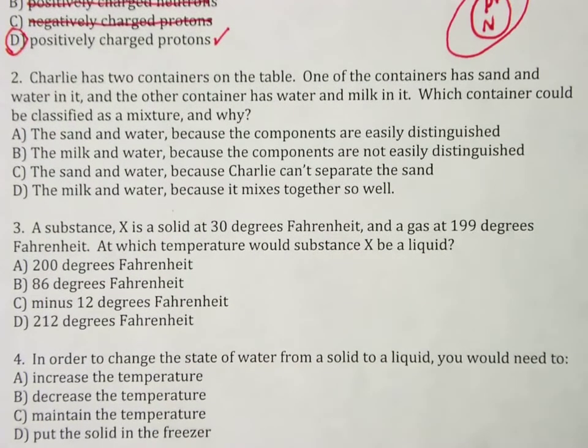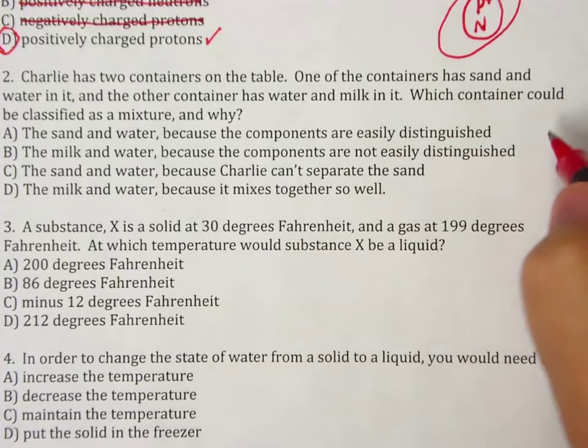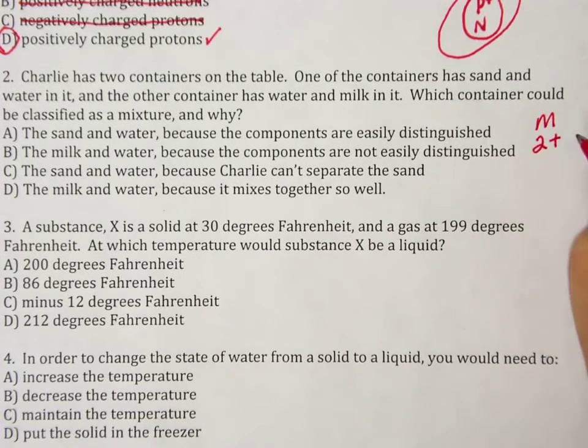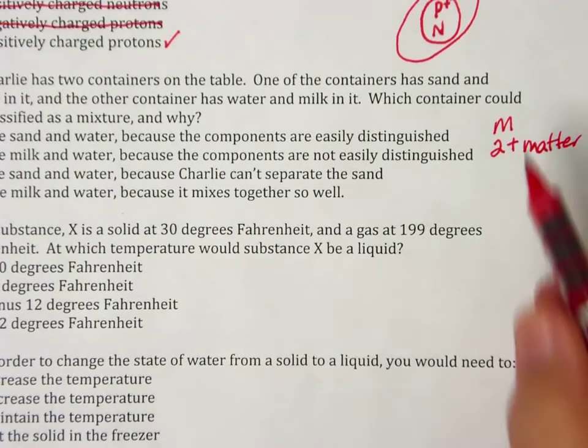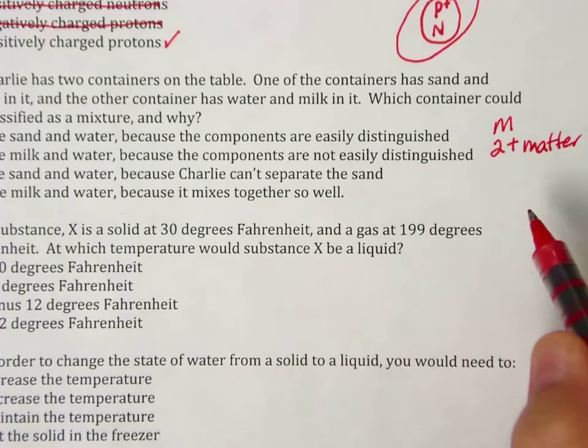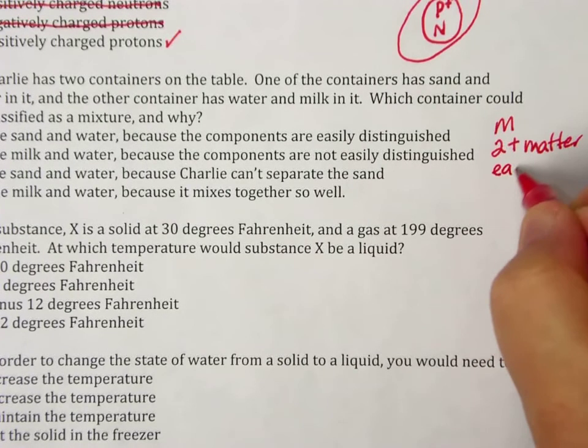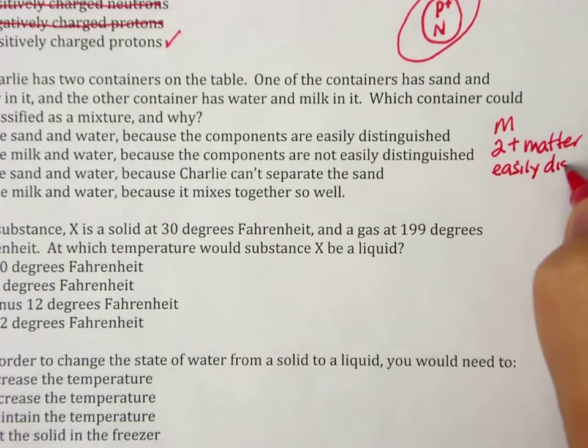Charlie has 2 containers on the table. One of the containers had sand and water in it, and the other container has water and milk in it. Which container could be classified as a mixture, and why? Okay, and don't forget, a mixture has 2 or more types of matter, and I just put 2 plus because that means 2 or more, and it is easily distinguished. Okay, so we have to remember that when we're deciding which one is a mixture.